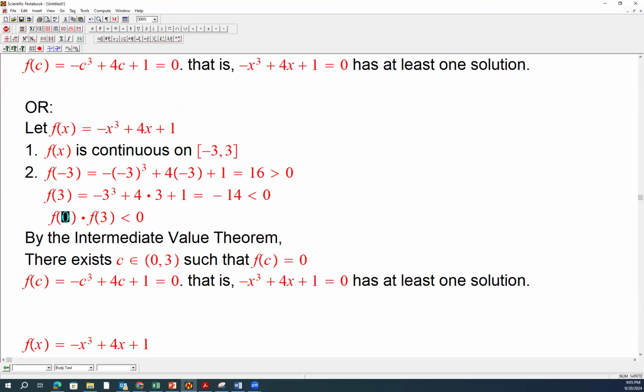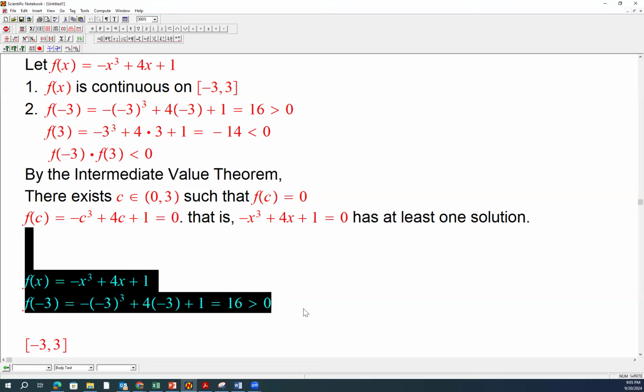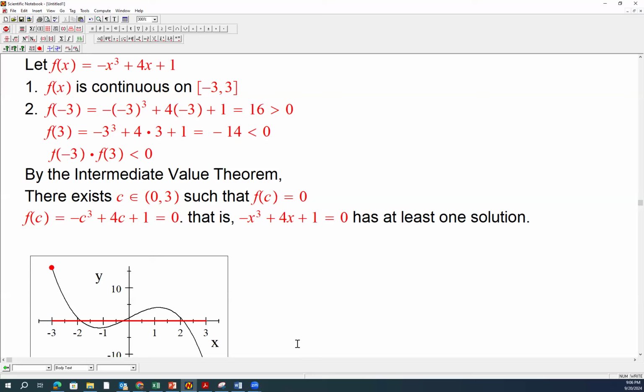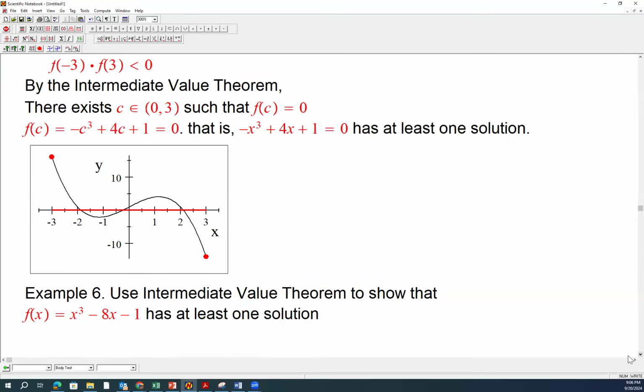So f of -3 times f of 3, the product is less than 0. The narrative is still the same. Okay, there's at least one solution. So the choices of intervals are often not unique. If you have a peek at the picture, certainly it helps.